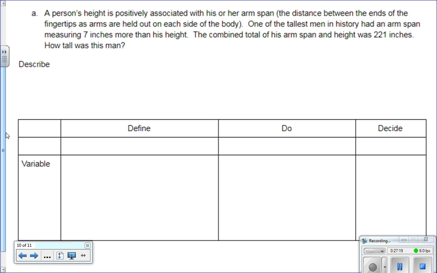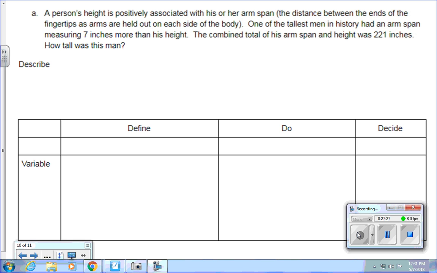All right? So first, I'm going to give you guys about 30 seconds or so. I want you to describe. Write down the describe. Go. So what is one important piece from this paragraph? Robert, what's one important piece of information we can pull? Okay, so we could say that our arm span relates to our height.